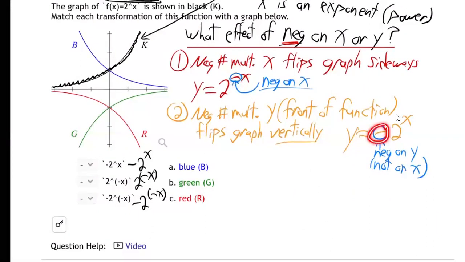or it's in the front, which means it's really on y and has a vertical effect. If it's on the x, it has a sideways effect. Okay. So let's take a look. How about we start with this first one here: -2 to the x. That minus sign, let me write it out here.